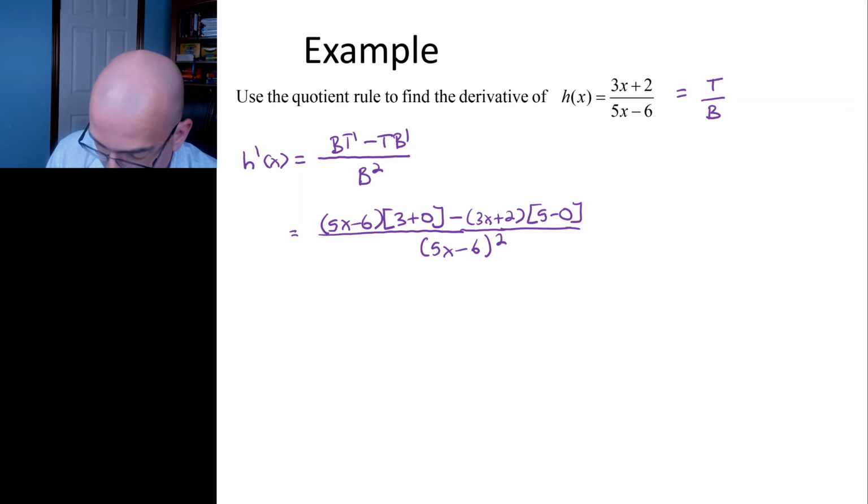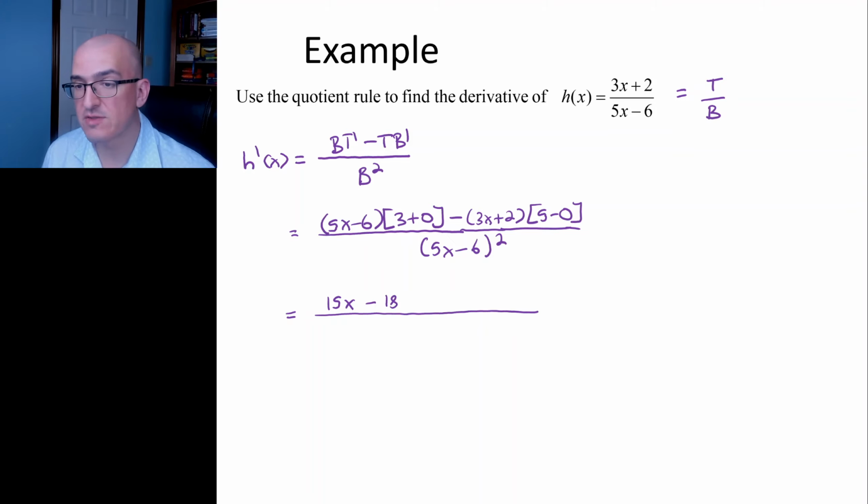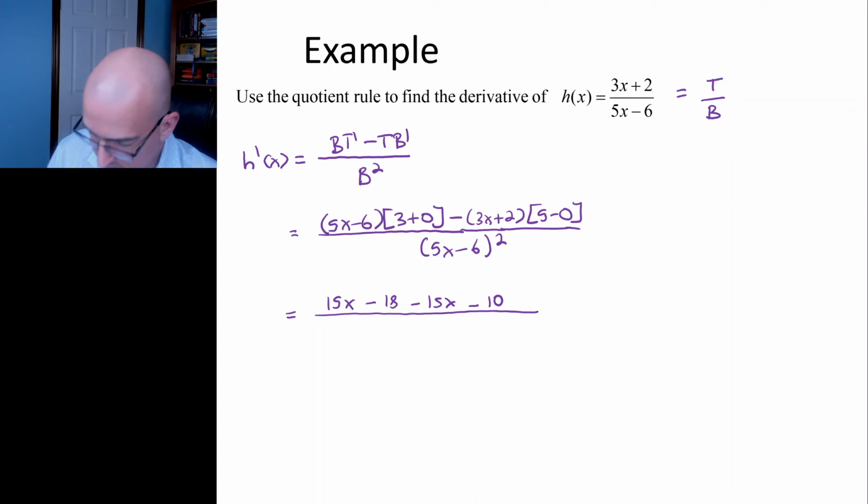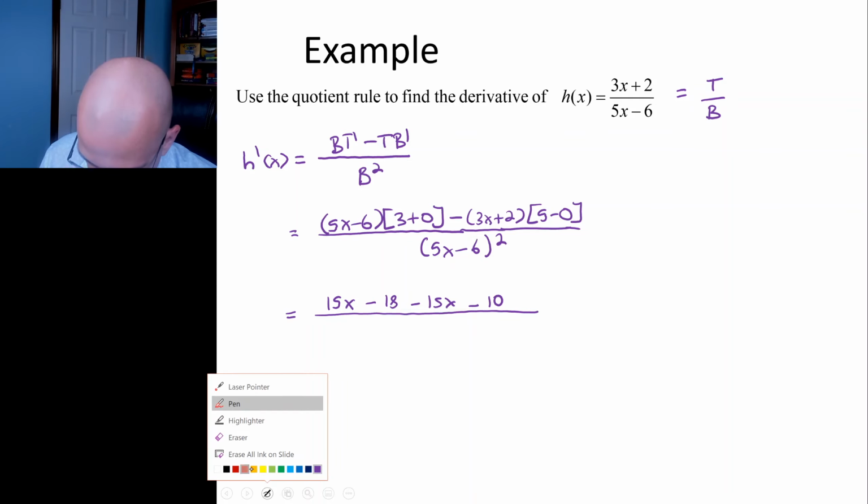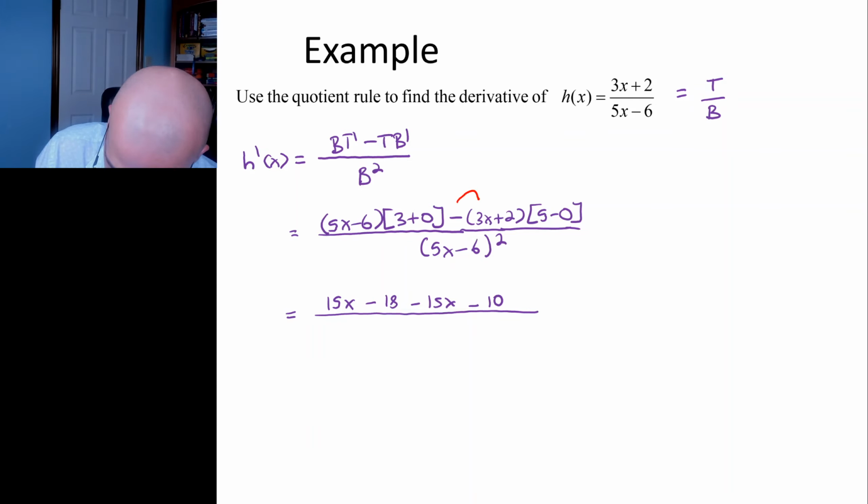Now we can simplify. Multiply the first two brackets together. We have 3 times 5x, so 15x. And negative 6 times 3 minus 18. And now we do this the same for the next brackets. Negative 3x times 5, so minus 15x. And then minus 2 times 5 minus 10. So that minus hits both pieces in here.